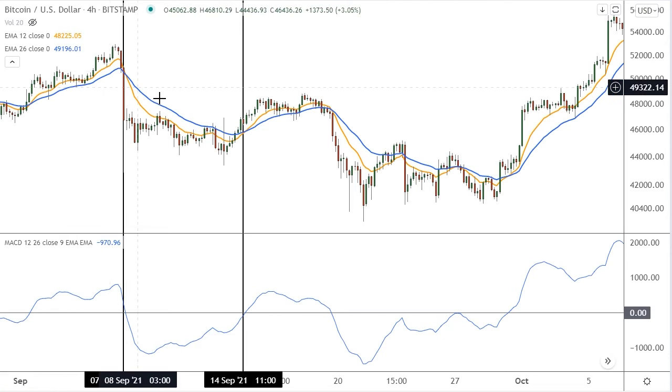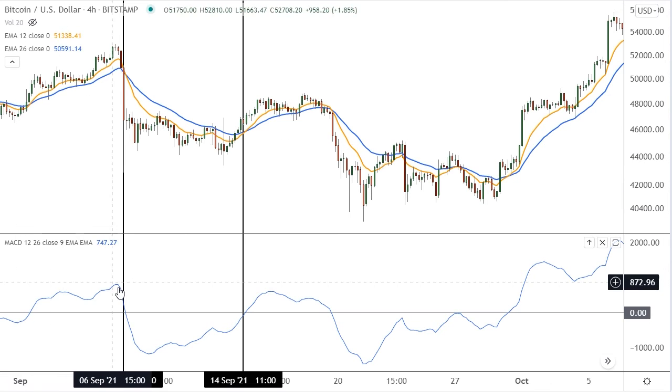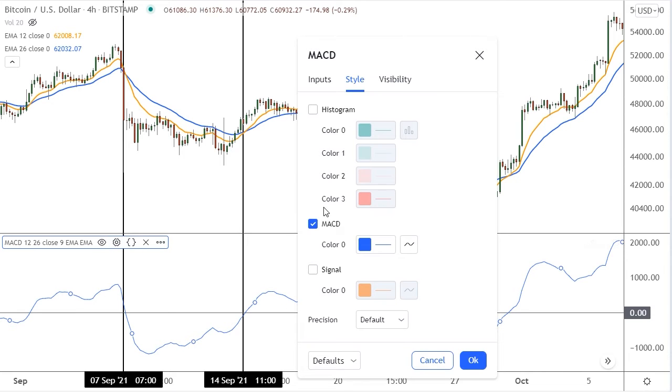And so if you just add the 12 and the 26 EMA to your chart, you'll be able to see that as they oscillate up and down, crossing over, it generates this MACD line at the bottom of your chart. So let me add back the signal line. Okay.